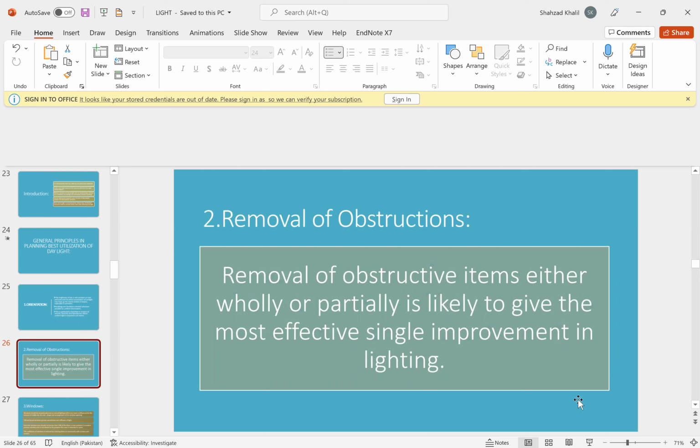Second is the removal of obstructions. Removal of obstructive items, either wholly or partially, is likely to give the most effective single improvement in lighting.